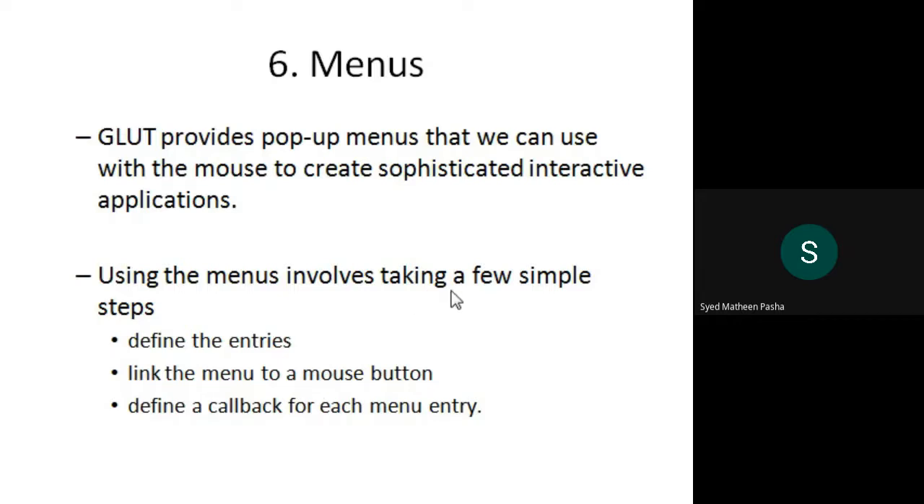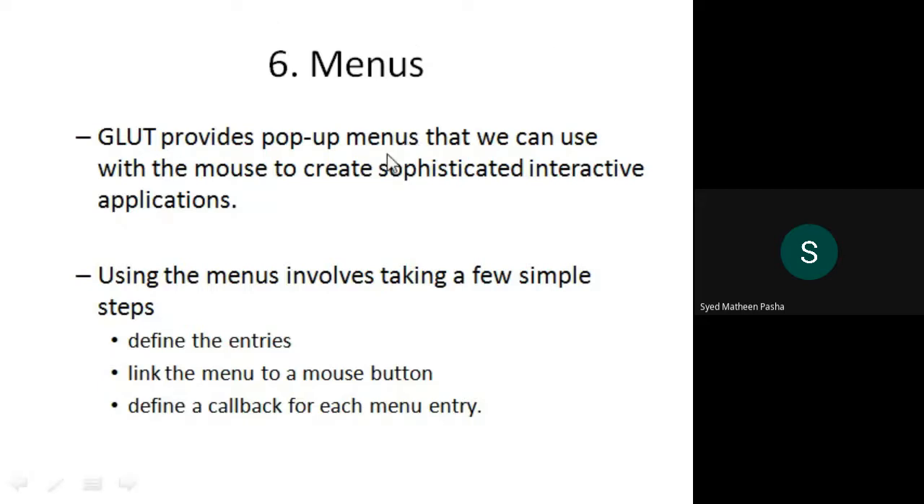Similarly, in OpenGL, you can specify menus for that particular output. Suppose this is the output screen being displayed on your system. If you right click, you should get a list of menu options. If you select one option from that menu, the program should execute that particular function and return the output for that menu option. So this is how menus work.